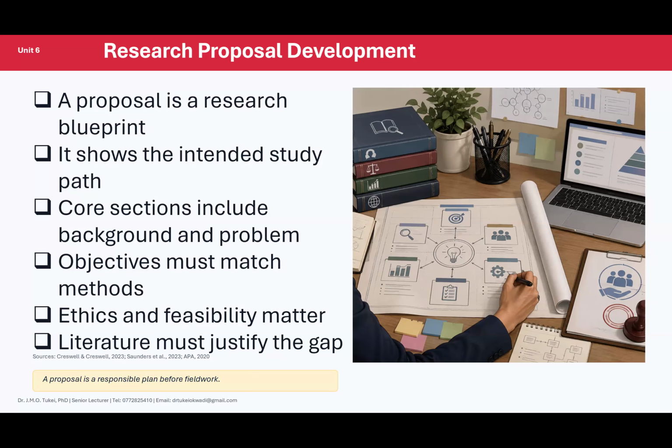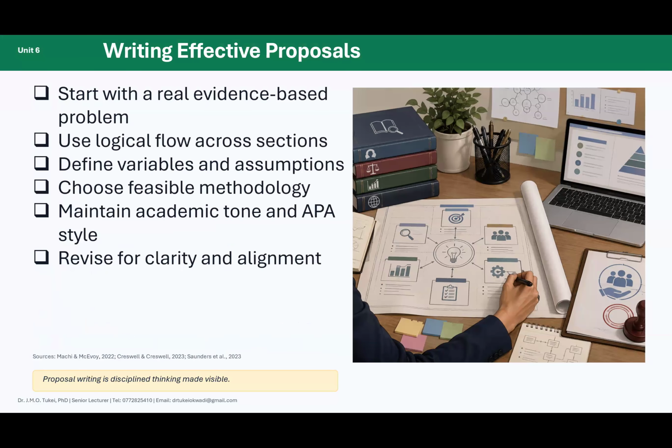The key message here is a proposal is responsible planning. I will mention this again. A proposal is responsible planning, which is made visible before fieldwork. Colleagues, I want us to get this and get it right. Because ideally at the end of the day, you are going to ask these same questions. Let's go and begin writing it because you wrote it.